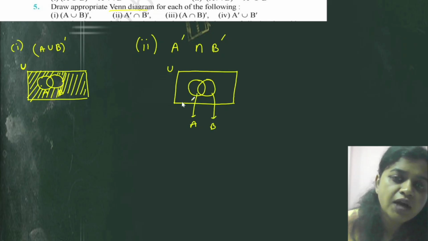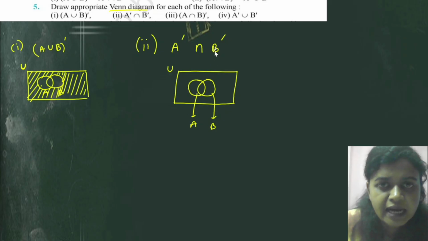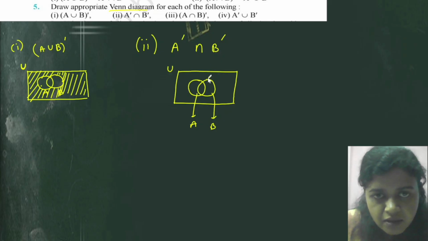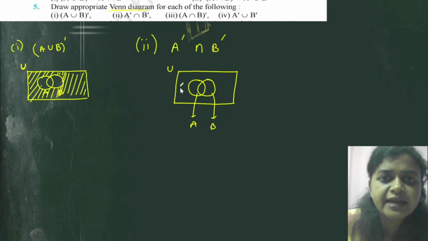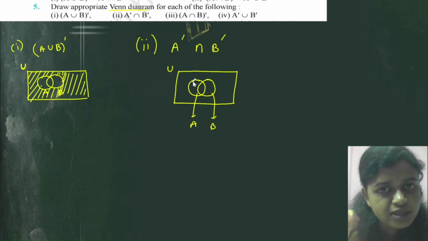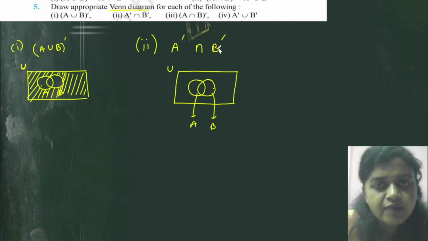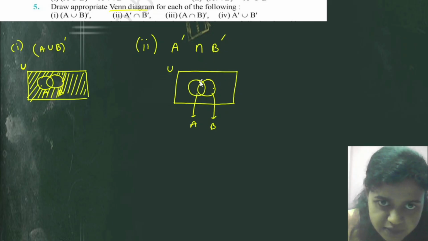Okay. So now A complement is what? Removing A, we will get the entire portion A complement, and B complement means removing B we will get the entire portion. If you find out A complement, you will get this outside portion and this one. If you find B complement, this portion, this portion, this portion, and the outside portion.